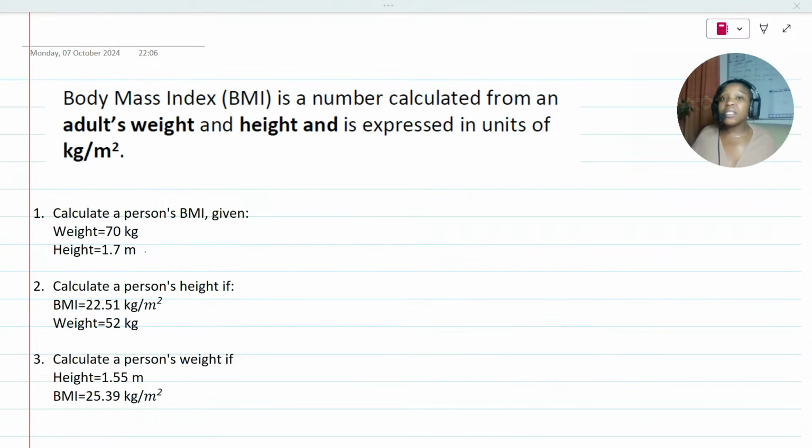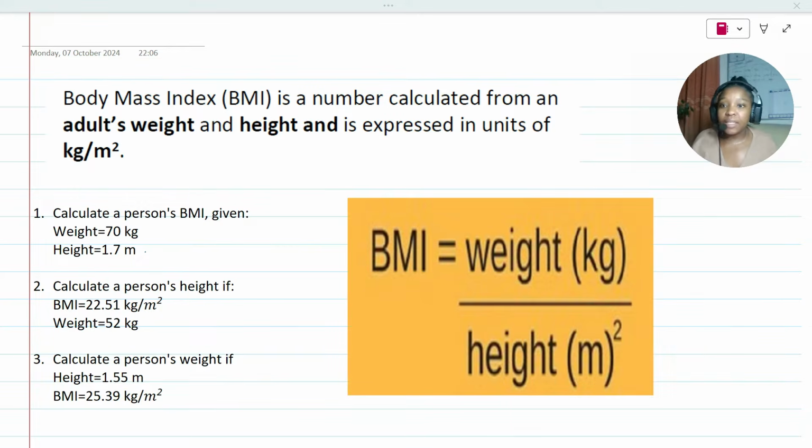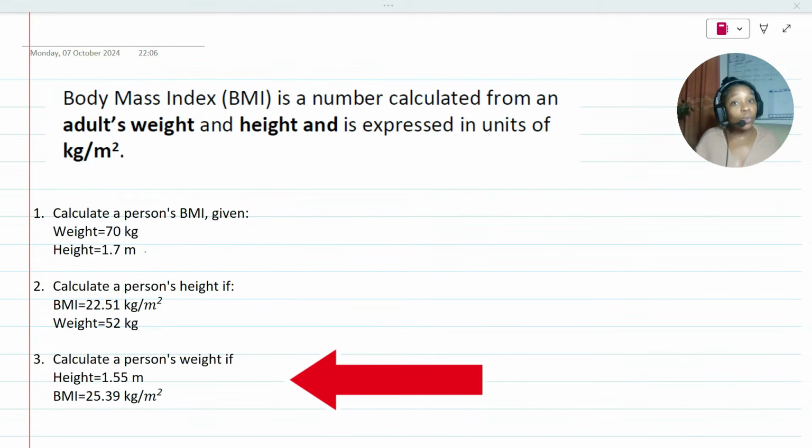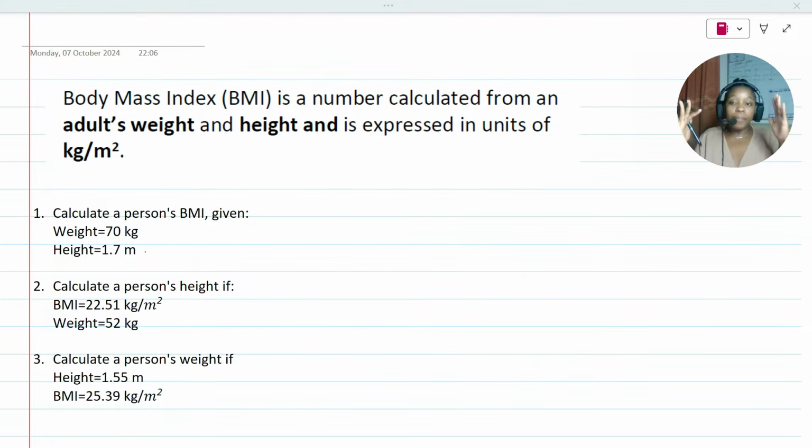In some instances you just have to calculate a person's BMI, given a particular formula. How do we calculate it? In some instances, you are given a person's BMI and weight, and you need to determine that person's height. What do you need to do? And in some instances, you're given a person's height and BMI, and you need to calculate a person's weight. What do you need to do? That's basically what we're going to be looking at in this part of the video tutorial.